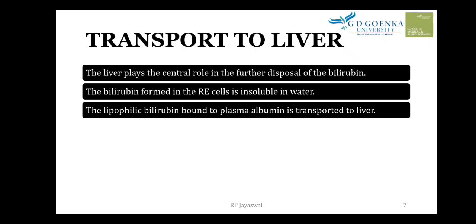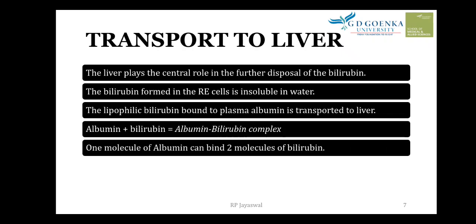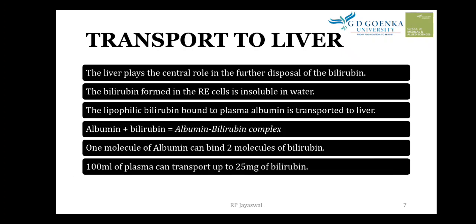It's insoluble in water by nature, and it has a lipophilic property. It's a lipid like molecule. So when it binds with the plasma albumin, it can be transported to liver in the complex form through the blood. So this is what we get, albumin plus bilirubin, the albumin bilirubin complex. One molecule of albumin can bind 2 molecules of bilirubin, and 100 ml of plasma can transport up to 25 mg of bilirubin.